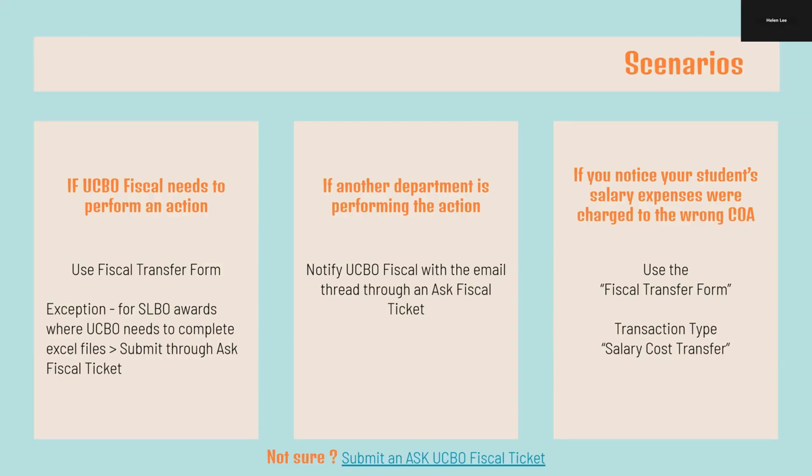In scenario 2, if another department is performing the action, you will notify UCBO Fiscal with the email thread through an Ask Fiscal ticket. In scenario 3, if you notice your student's salary expenses were charged the wrong COA, you will use the fiscal transfer form with a transaction type salary cost transfer.